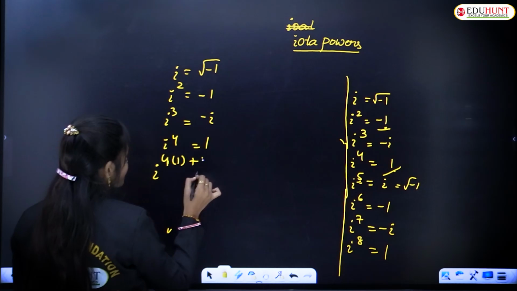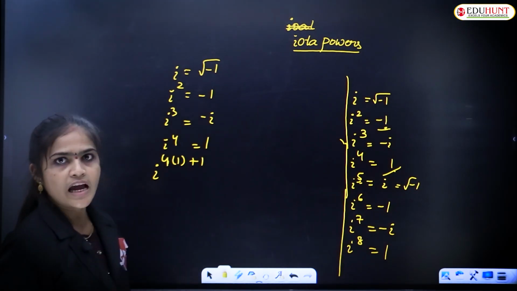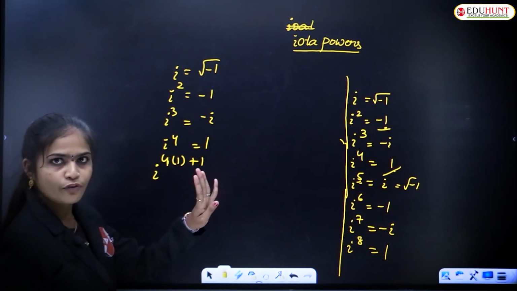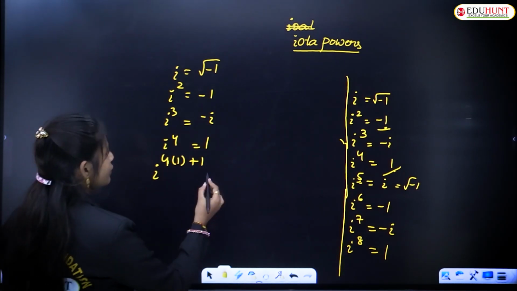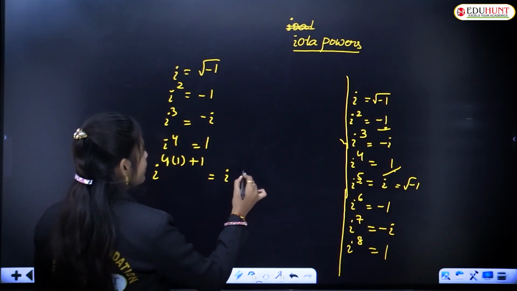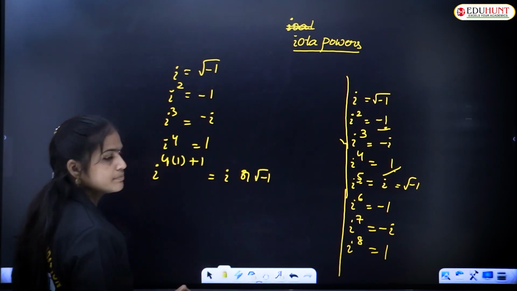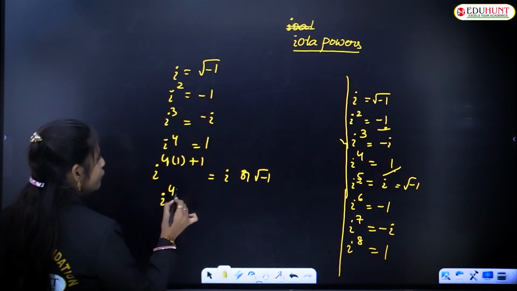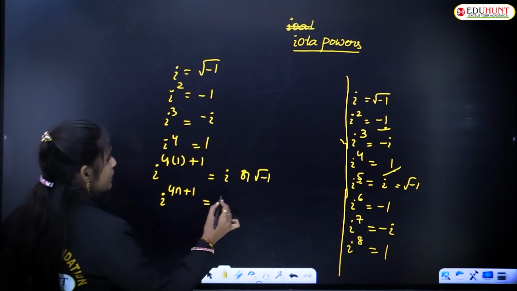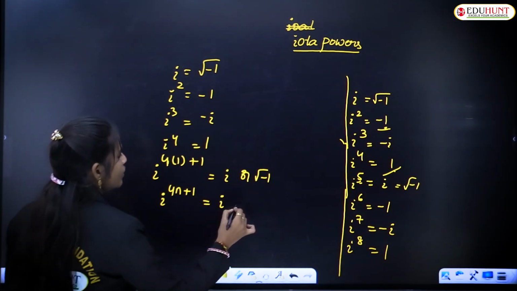Next, i to the power 5, we can write it as i to the power 4 into 1 plus 1. Shall we write like that? 4 into 1 is 4, 4 plus 1 is 5. So the i power 5 value is i, or the square root of minus 1. So this one we can write as i power 4n plus 1 is equal to i, or the square root of minus 1.